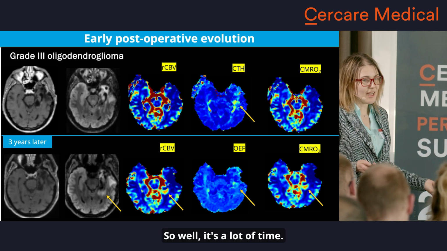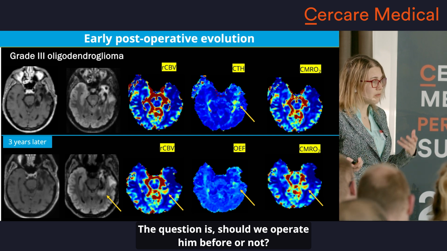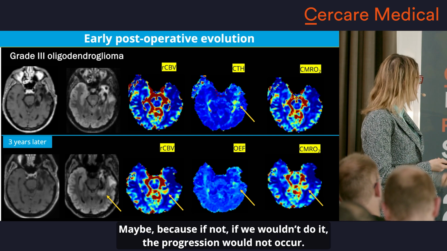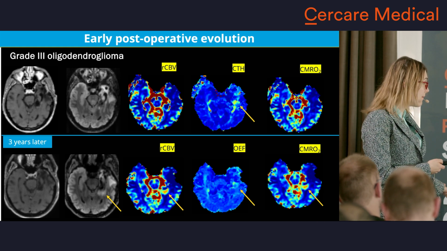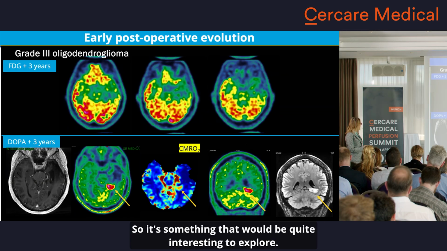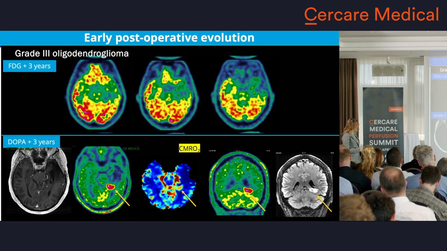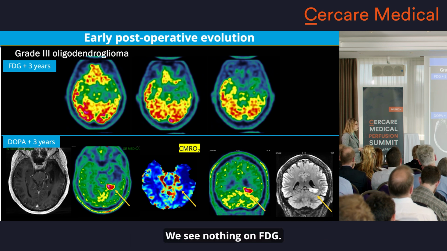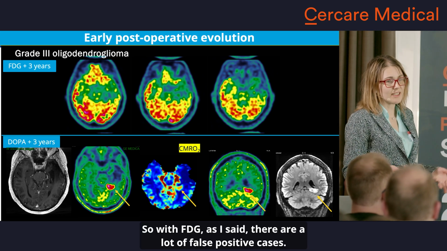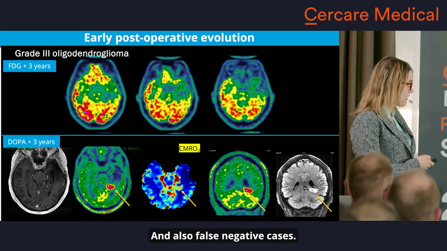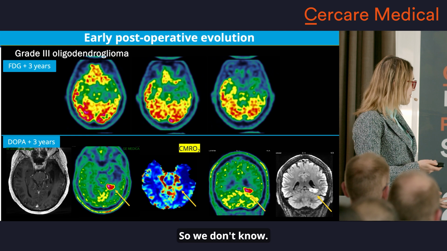Well, it's a lot of time. The question is, should we operate him before or not? Maybe, because if we would do it, the progression would not occur. So it's something that would be quite interesting to explore. And also interestingly, you can see here that it coincides with the DOPA increase, and we see nothing on FDG. So in FDG, as we say, there are a lot of false positive cases and also false negative cases, so we don't know.